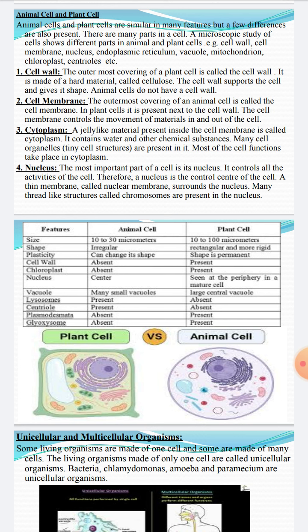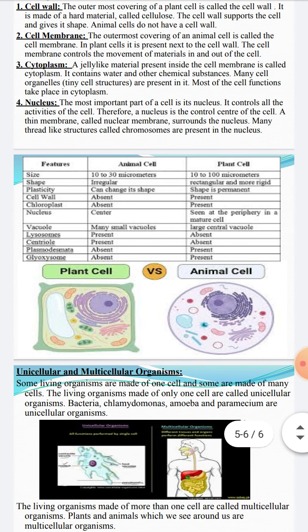The next is cytoplasm. It is the jelly-like substance present inside the cell membrane. It contains water and other chemical substances. Many cell organelles are present in it. Most of the functions take place in the cytoplasm.